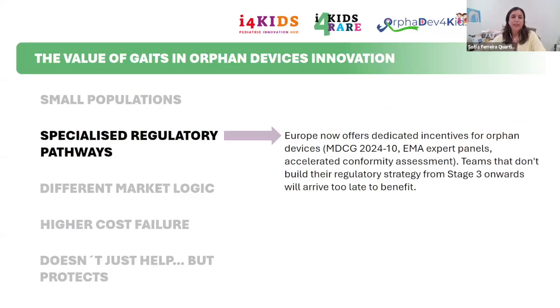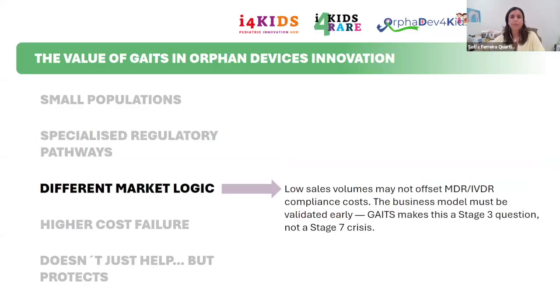Europe now has dedicated pathways for orphan devices. We know the Medical Device Coordination Group, the EMA expert panels, the accelerator on conformity assessment. These are real incentives, especially designed for orphan devices, but they require a deliberate strategy from very early stages. A team that reaches, for example, stage 5 without a regulatory plan has already missed the window to benefit from them. So this is another reason why, in orphan devices, the GAITS methodology really brings value: to understand when you can really benefit from these incentives.